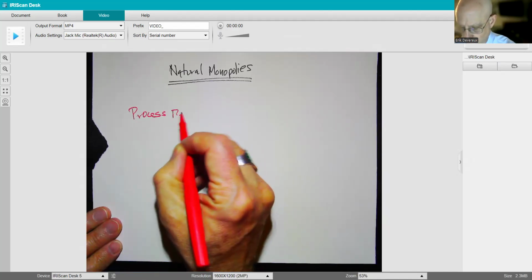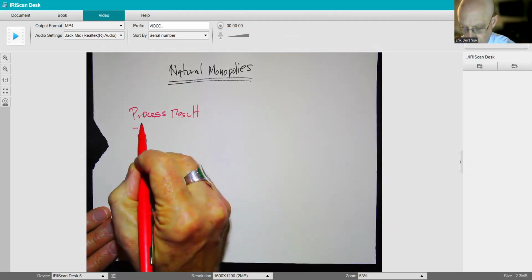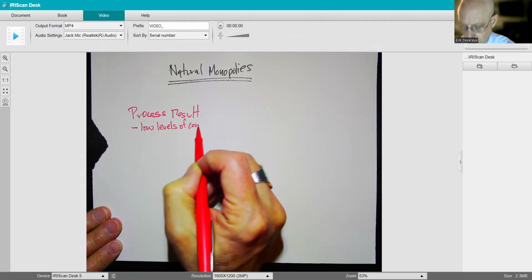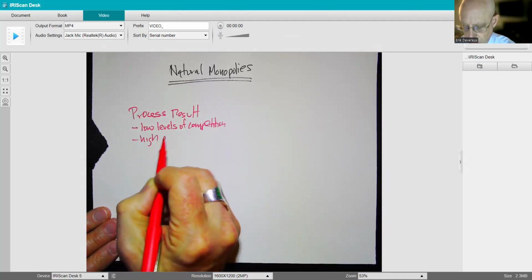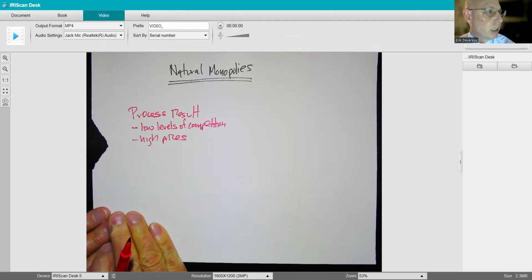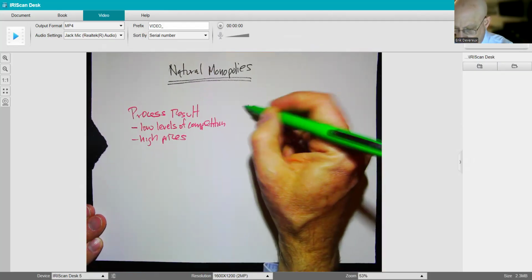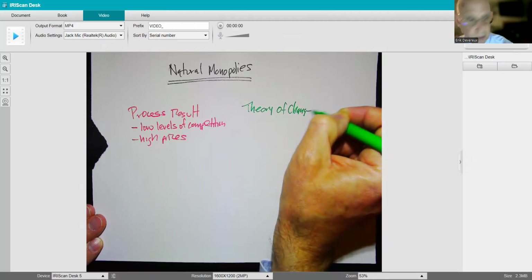So the process result of natural monopoly is low levels of competition or no competition, high prices, potentially very high prices. Monopolies like to charge a price as high as they can get it. They don't have competitors that can undercut them, and so they will do that if given their best chance. So the theory of change that is used all the time for dealing with natural monopolies is government regulation.